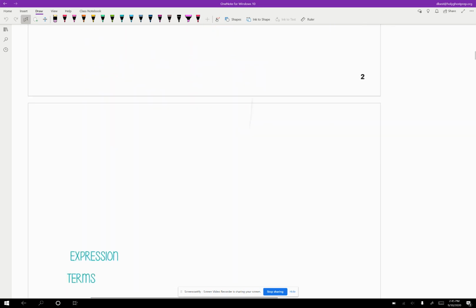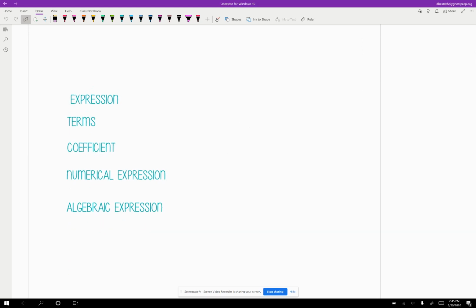So before we get there, let's talk about what an expression is. And I'm going to write down this example, and you should too. We're going to work with 7x minus 4y plus 3x. And we've got a few vocab terms here that we're going to explain using this combination of letters and numbers.